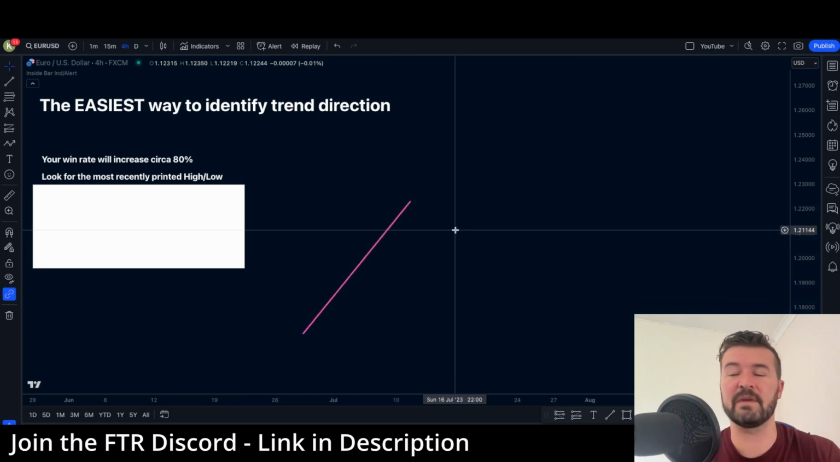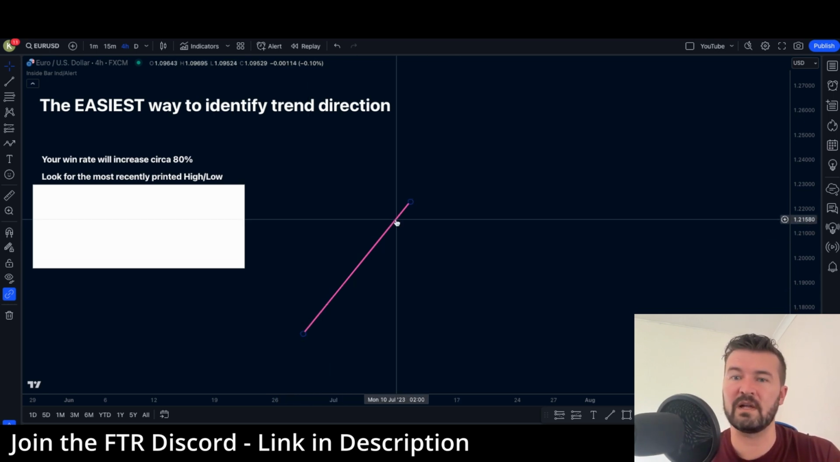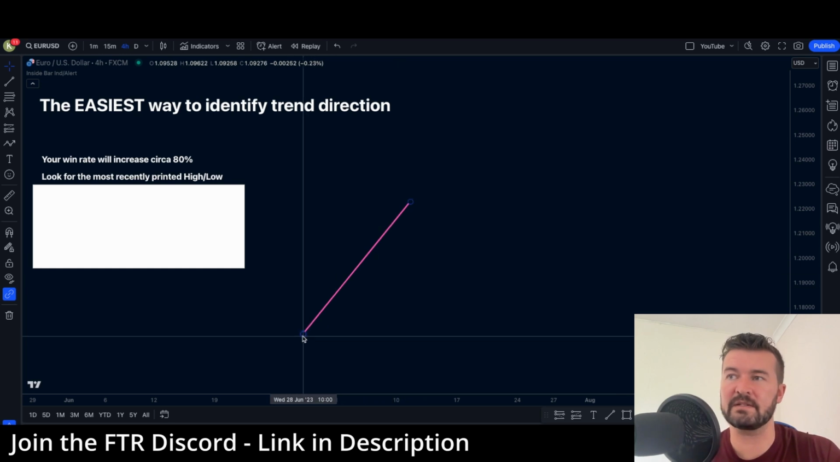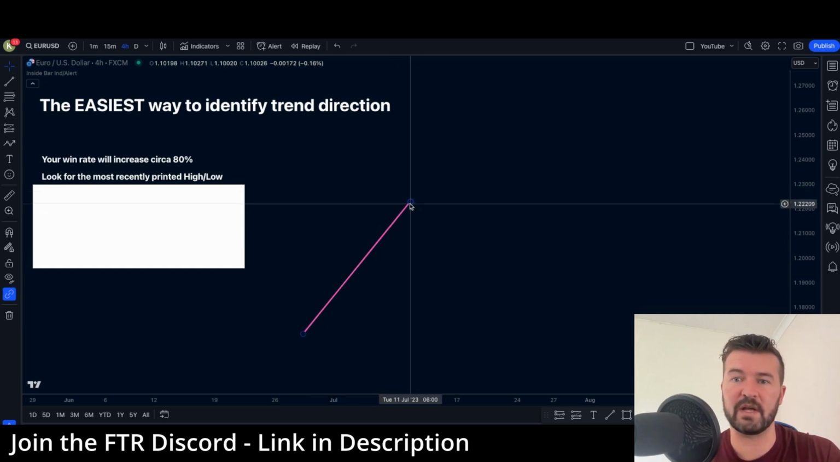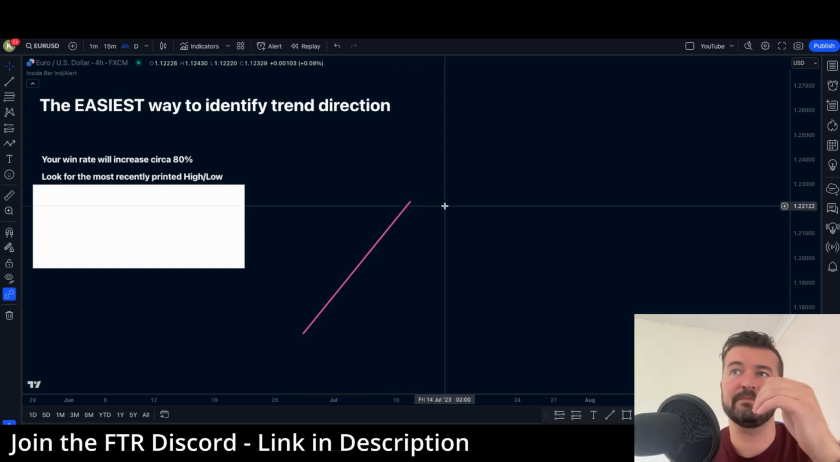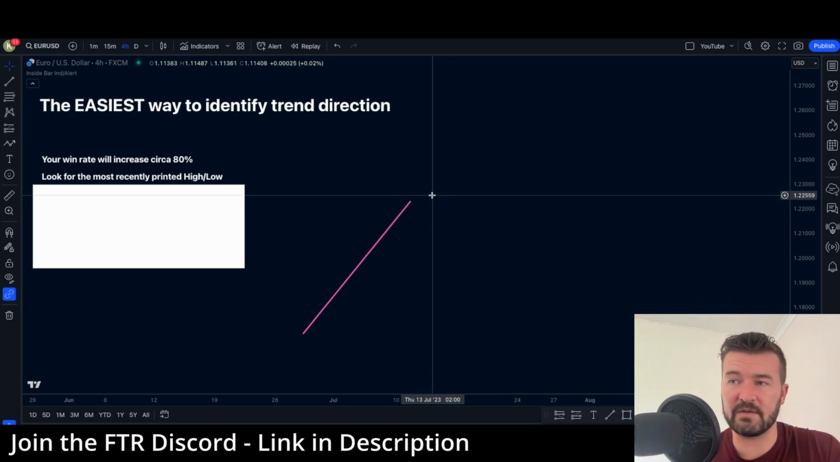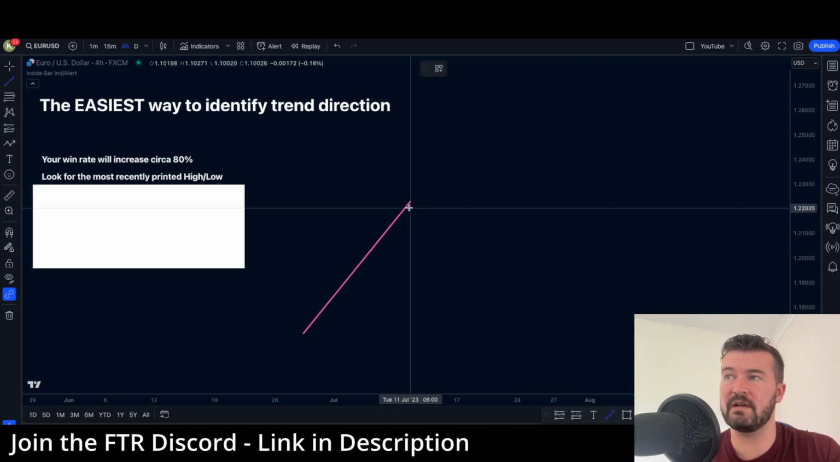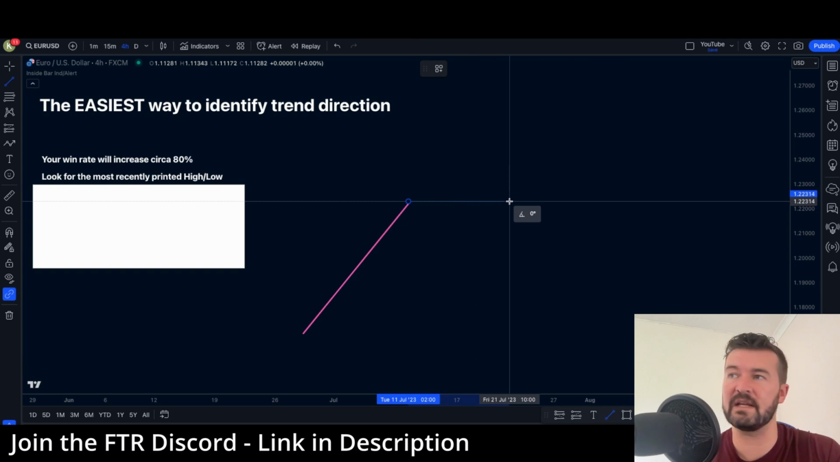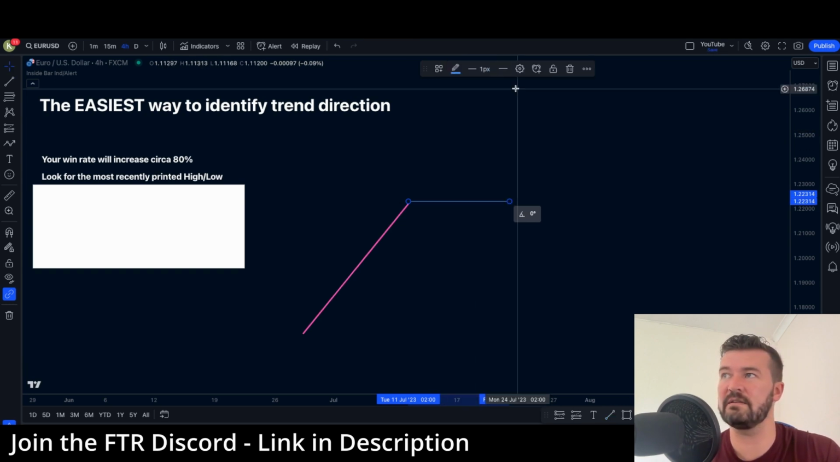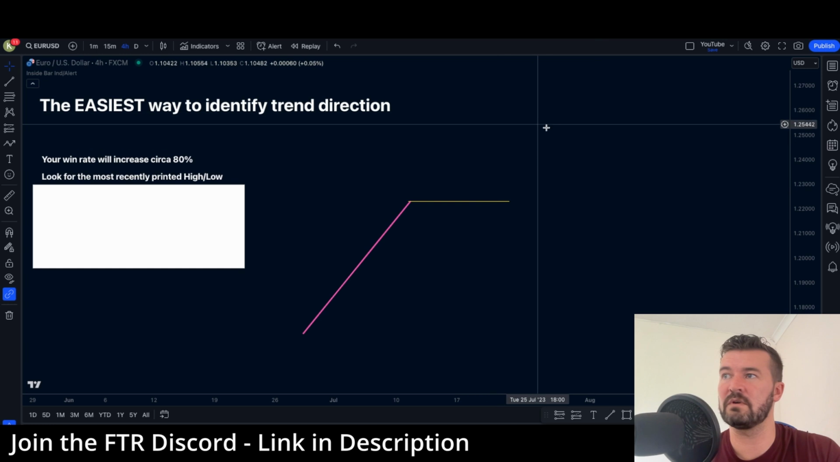Doesn't matter what time frame it is, let's pretend it's the daily. All right, so one line is a daily candle, okay? Starting point down here, end point up here. Therefore, we need to identify the most recent high. The most recent high at this moment in time is here, okay? Let me change that color, make it a little bit more visible.